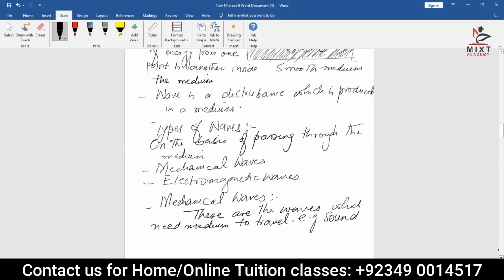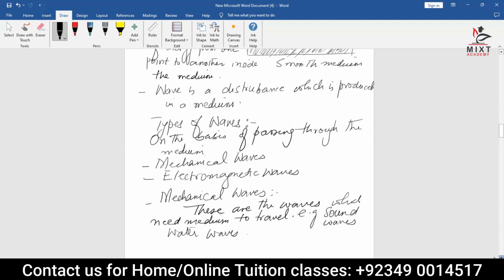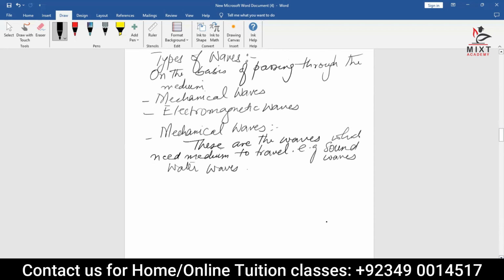Example for the mechanical waves are sound waves, water waves. There can be more waves as well. Who will tell me what is electromagnetic waves? So what is the medium for sound waves again? Sound waves, air. Okay. What about electromagnetic waves?